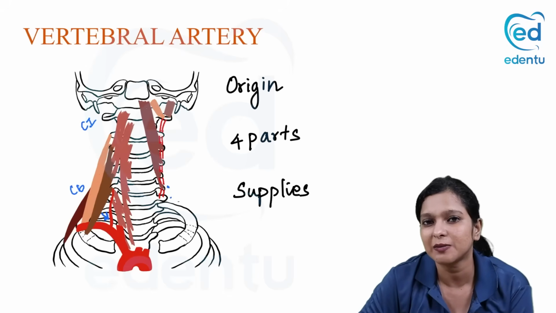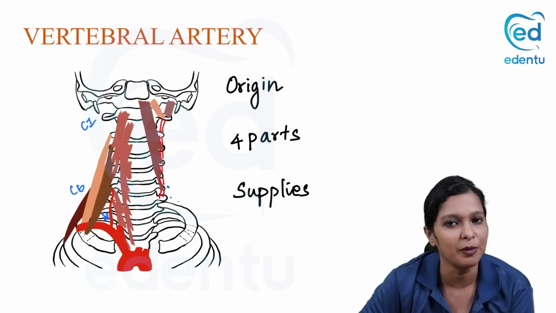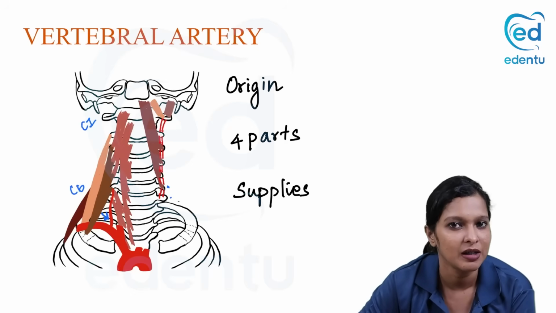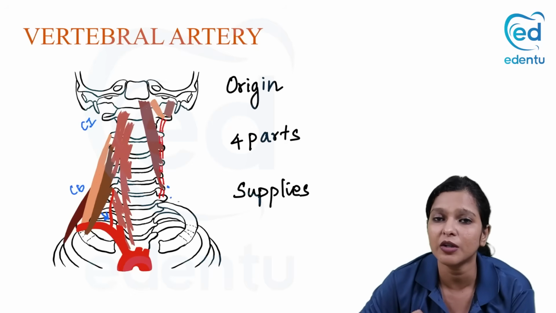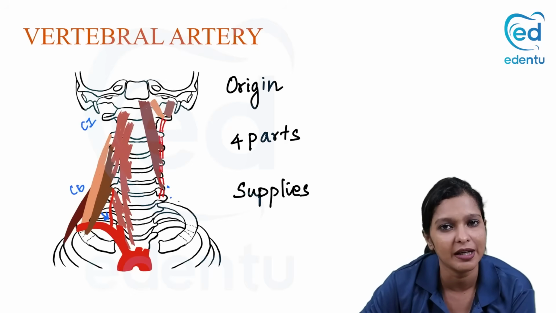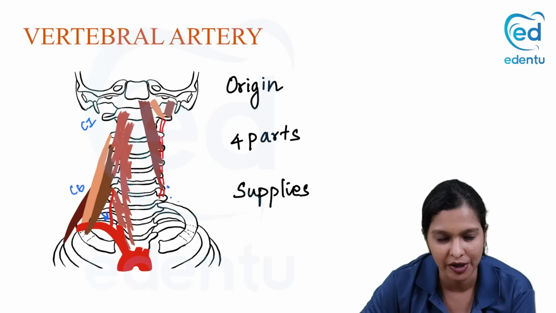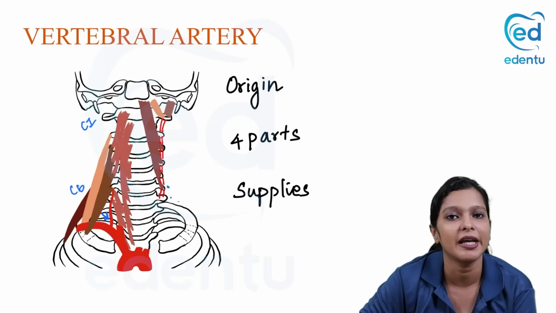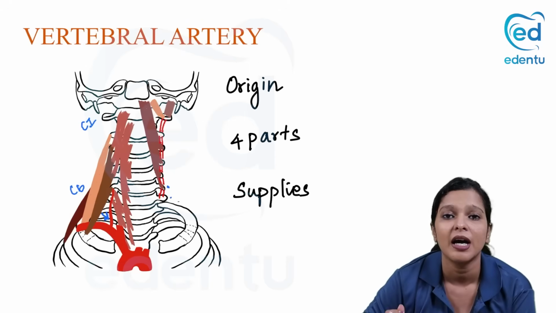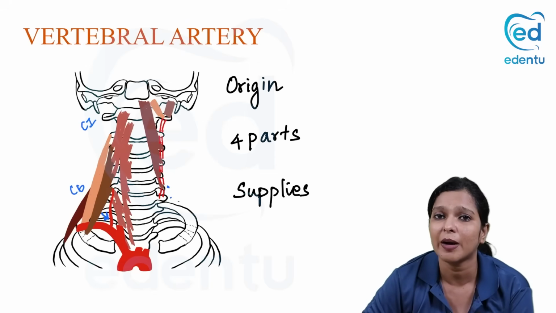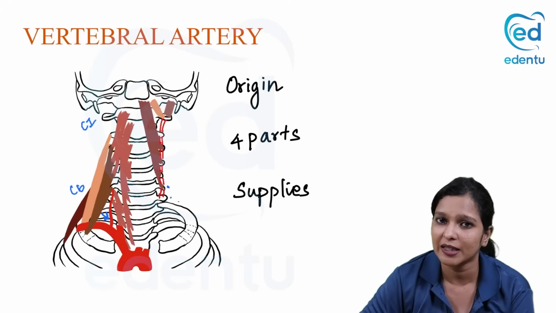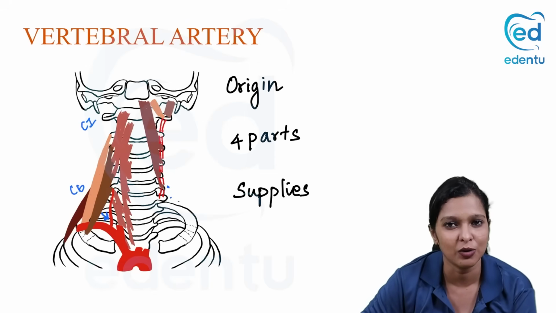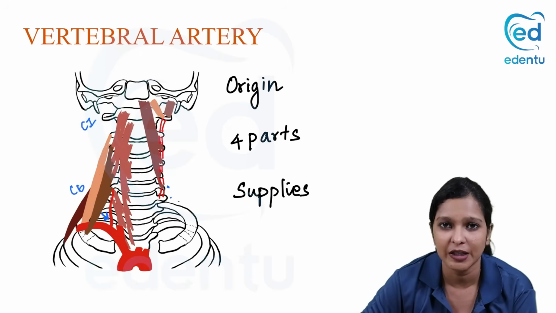The third part is present in a triangle called the suboccipital triangle. We'll see it in the next coming videos. So the third part of the vertebral artery is related to the suboccipital triangle. And the last part is after it enters the cranium, the intracranial part. After it enters the foramen magnum, it goes in, that is the fourth part. So there are in total 4 parts for the vertebral artery.